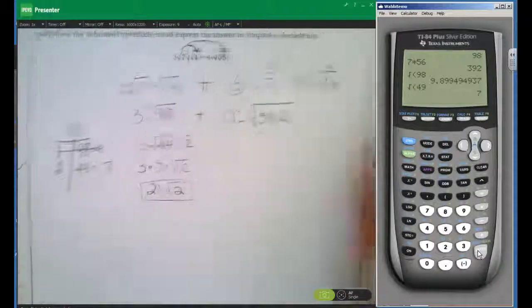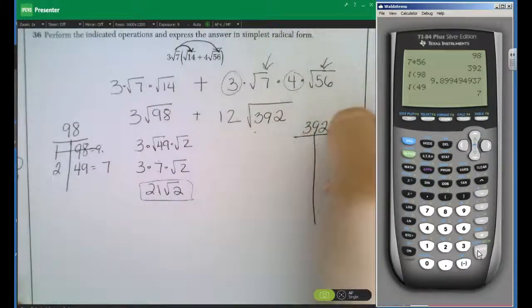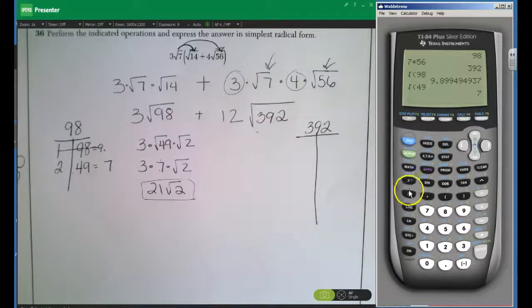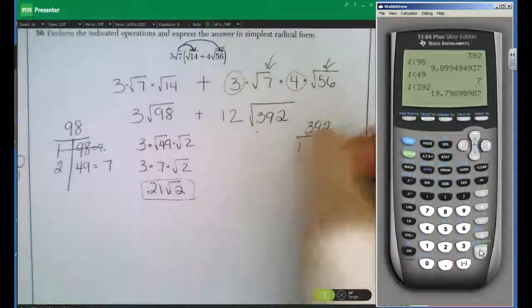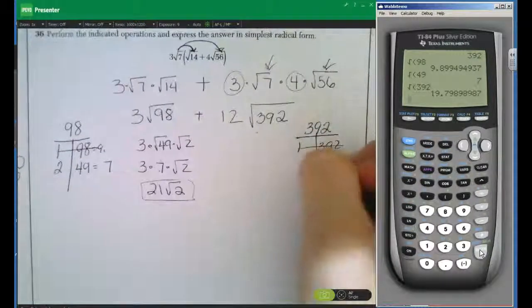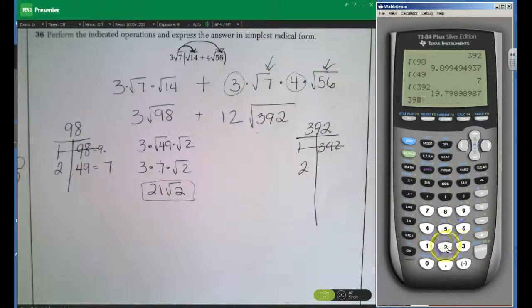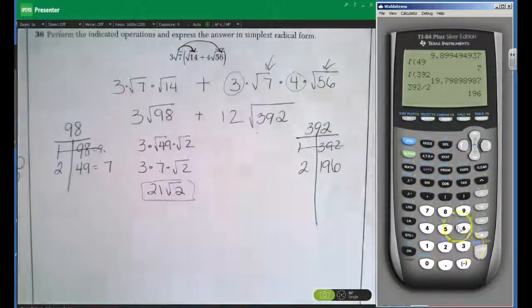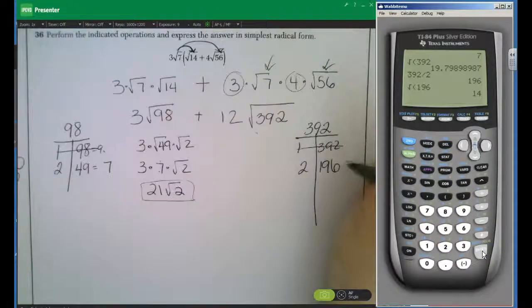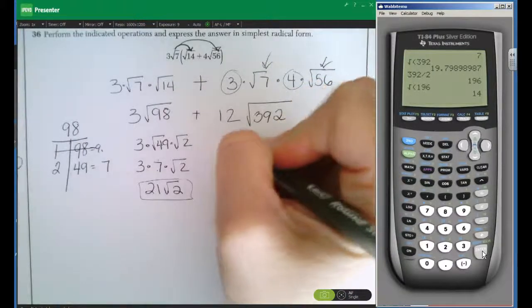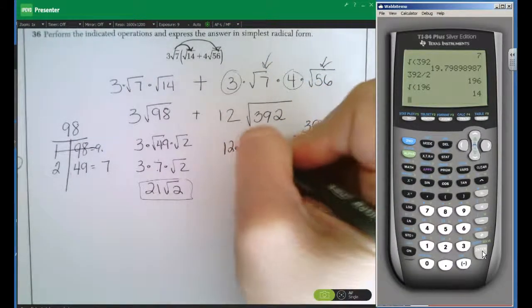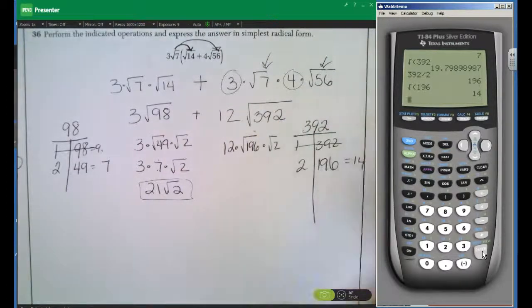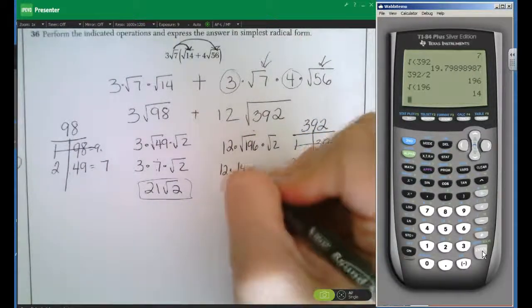Now we've got to go over here. Can we take the square root of 392? Nope. So we know 1 and 392 don't work. Then I say, what's 392 divided by 2? 196. Can I take the square root of 196? And get 14. So we have 12 times the square root of 196 times the square root of 2. We know the square root of 196 is 14.